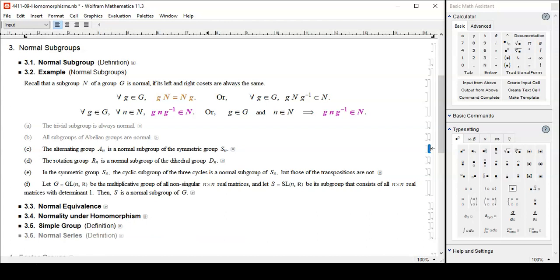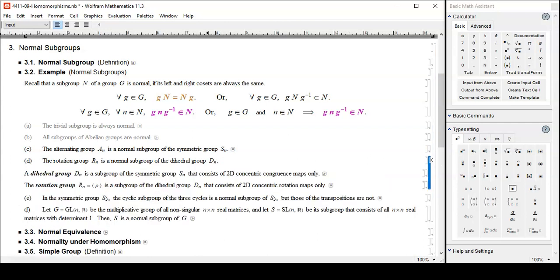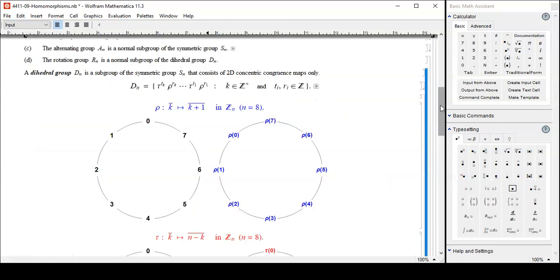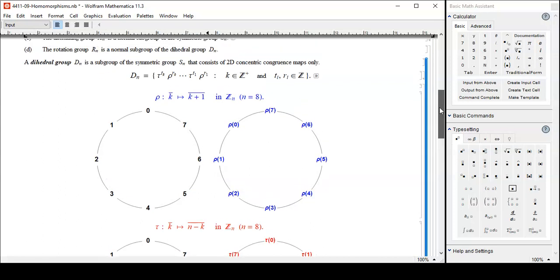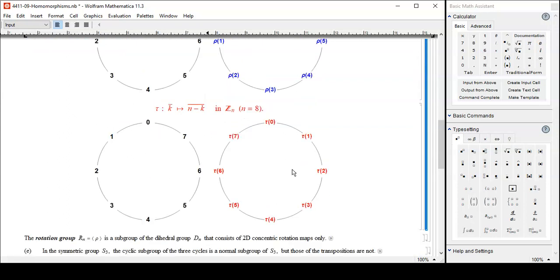Next example, the rotation group is a normal subgroup of the dihedral group. Remember the dihedral group? It's a subgroup of a symmetric group because that's a permutation too, but this one comes from rigid motion only. It's basically a necklace dynamics. Consider a necklace like this, and then rotate. You can rotate any number of times, and you can also flip any number of times in any order.